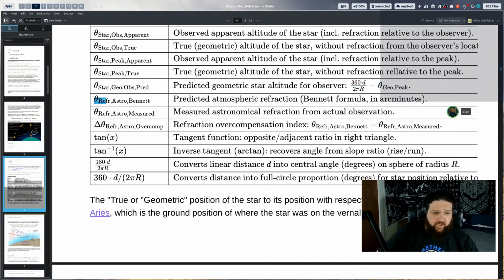And then we have the notation for astronomical refraction given to us by Bennett, and that's the formula that produces the 20 arc minutes, etc., for all these different angles. We have astro refraction measured. That's going to be the actual separation between the true position and the peak. And then the refraction over compensation is going to be the prescribed amount by the Bennett formula minus the measured amount. And that's going to tell us how much they overcompensated by.